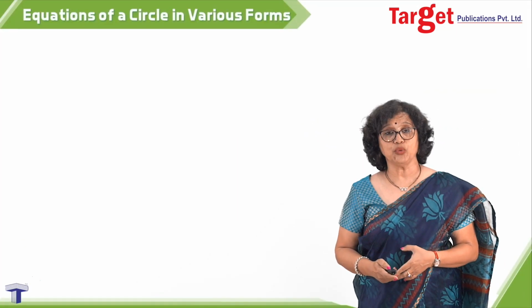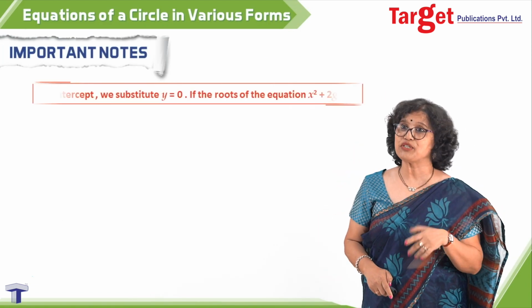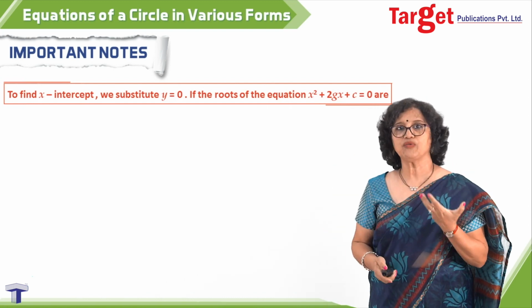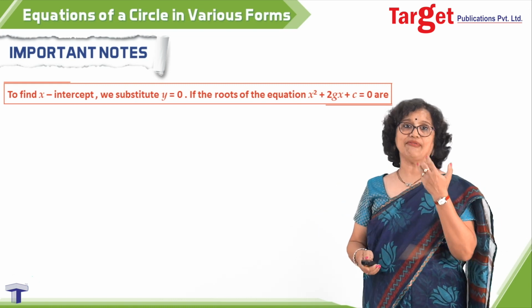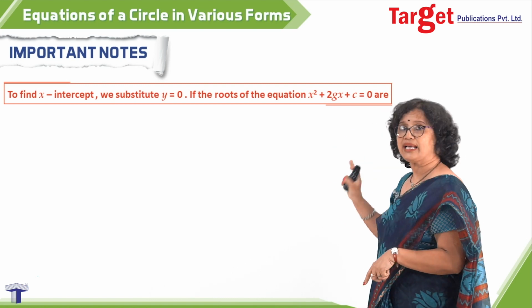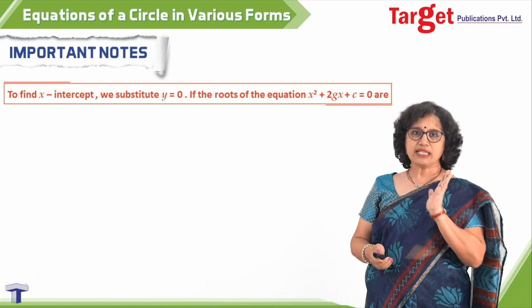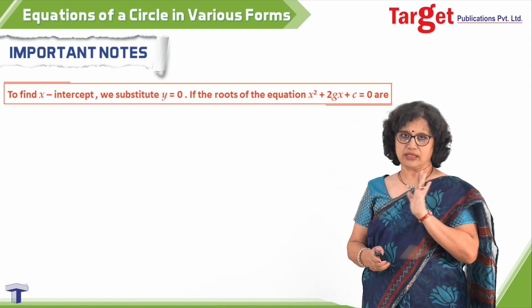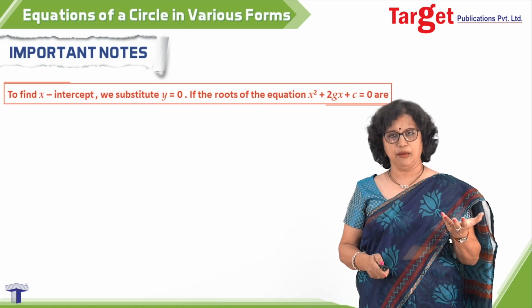And the next one in the queue now is still some more important notes. What would be the first one? How do we get the x-intercept and y-intercept of the circle? I mean, where does the circle meet the x-axis or the y-axis? How do we start? First, if I want to get the x-intercept, of course, I will substitute y equal to 0. The moment I substitute y equal to 0, the equation reduces to x square plus 2gx plus c equal to 0.